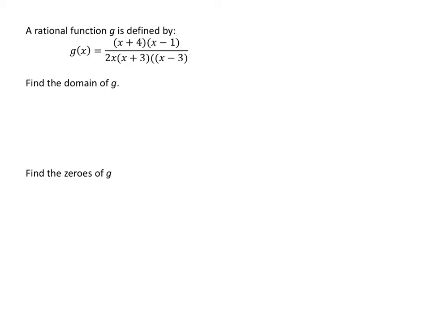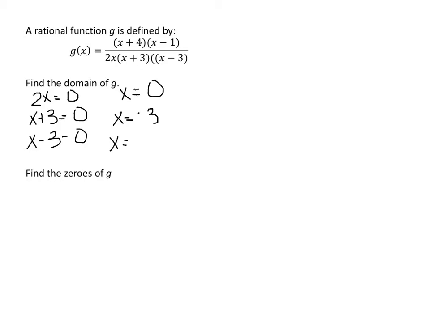Here you're seeing a rational function, which just means that it's an equation where you've got variables in the numerator and the denominator. The first question is to find the domain. Domain is always going to be represented by the zeros of the denominator. So either 2x has to equal 0, x plus 3 has to equal 0, and x minus 3 equals 0. That means that x is either equal to 0, negative 3, or positive 3.